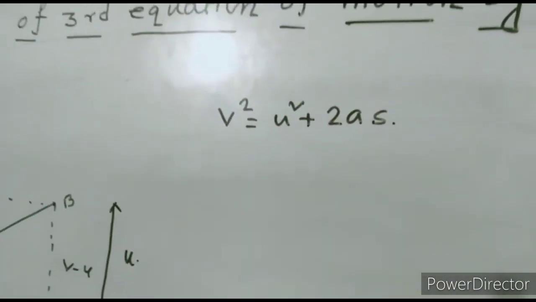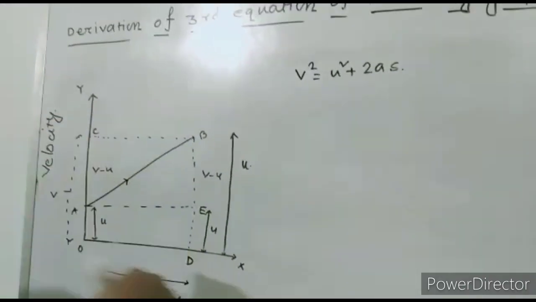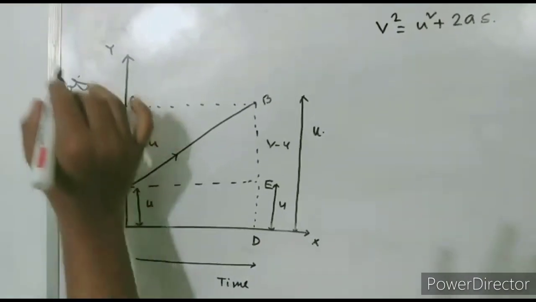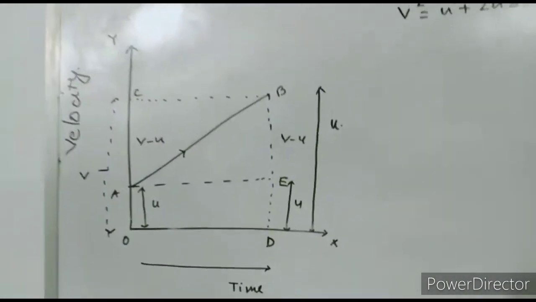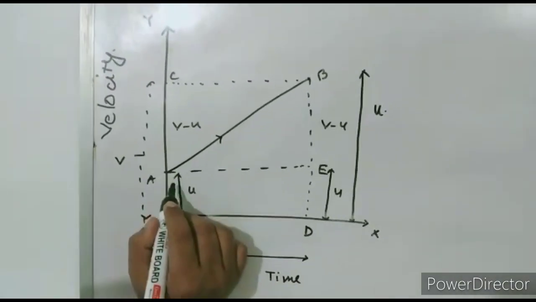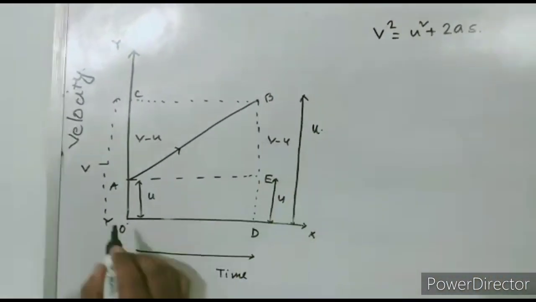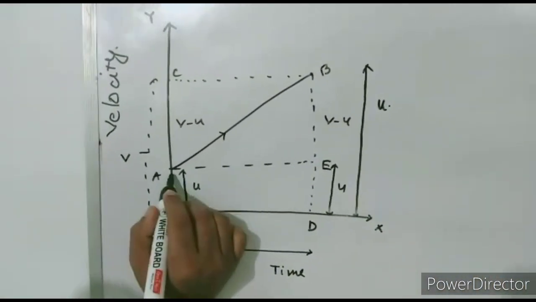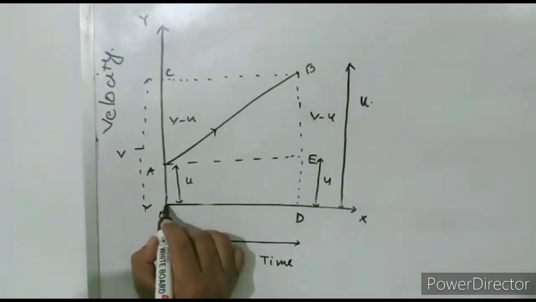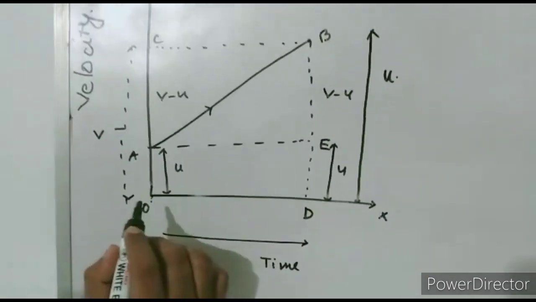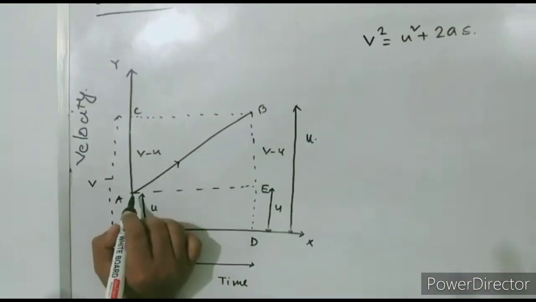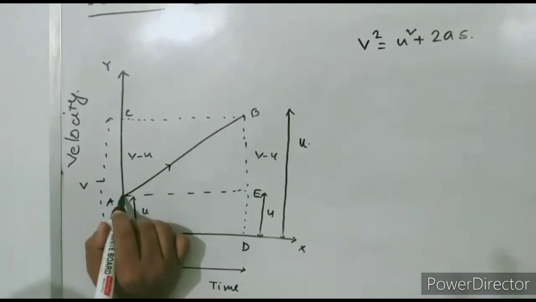by graphical method. So now students, we can once again explain the graph, and this is a velocity time graph. Along the x axis you plot time and along the y axis you plot velocity. When time t equals 0, the velocity of the object is not 0, the initial velocity will be u. So the graph starts above the origin, from the point A.